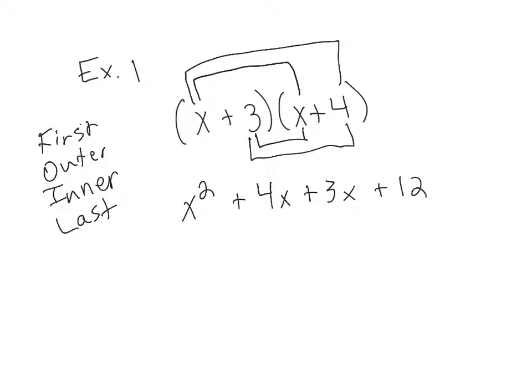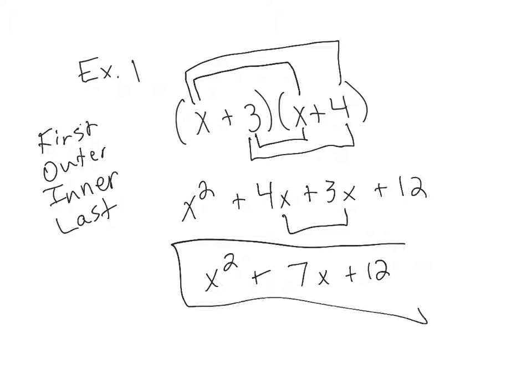Now that we've followed the steps of FOIL, my last step is to combine like terms. So you're going to see that you can combine the two in the middle. So we're going to end up with x squared plus 4x plus 3x is 7x plus 12. And this is our answer. We're going to do two more examples.